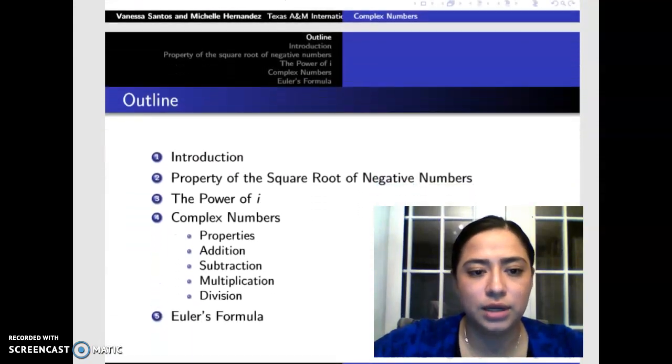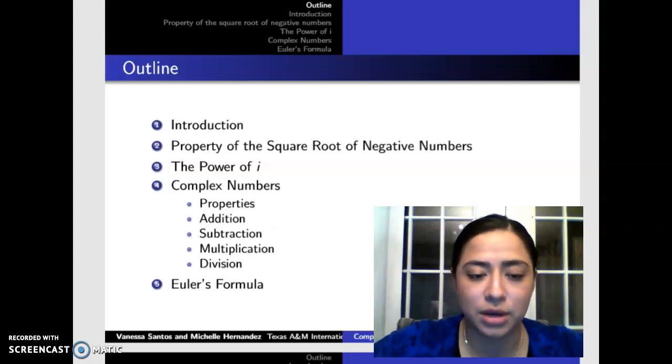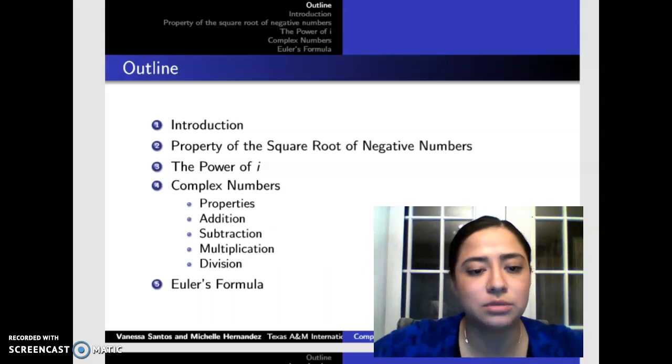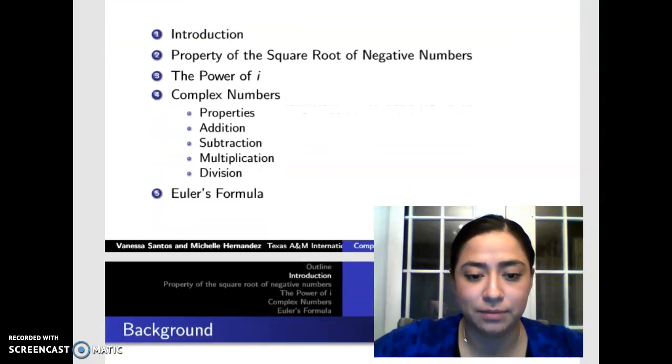Here is a quick outline. We'll be going over the introduction, properties of the square root of negative numbers, the power of i, what is a complex number. We'll be talking about the properties, how to add complex numbers, how to subtract, multiply, and divide. And then at the end we'll be talking about Euler's formula.